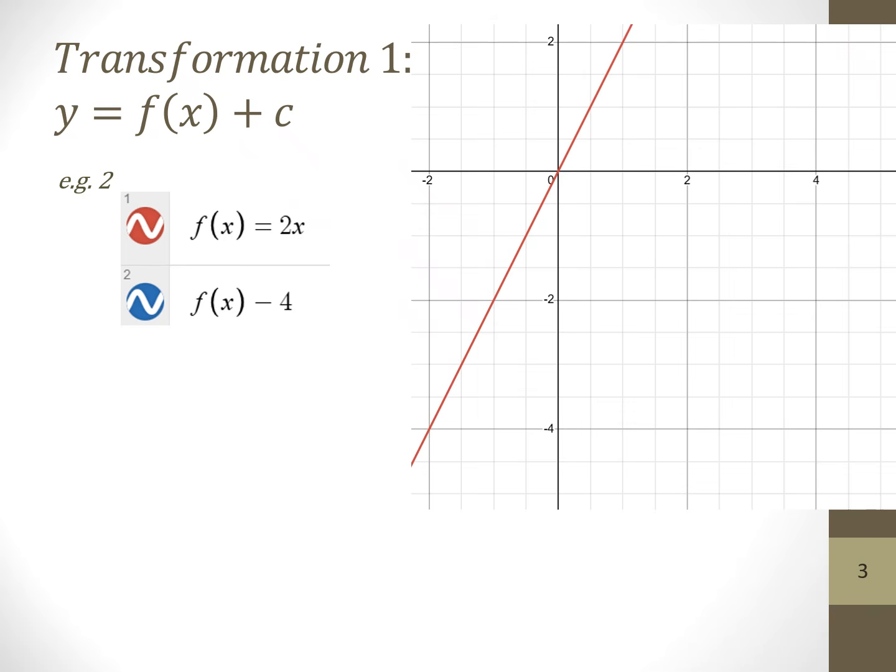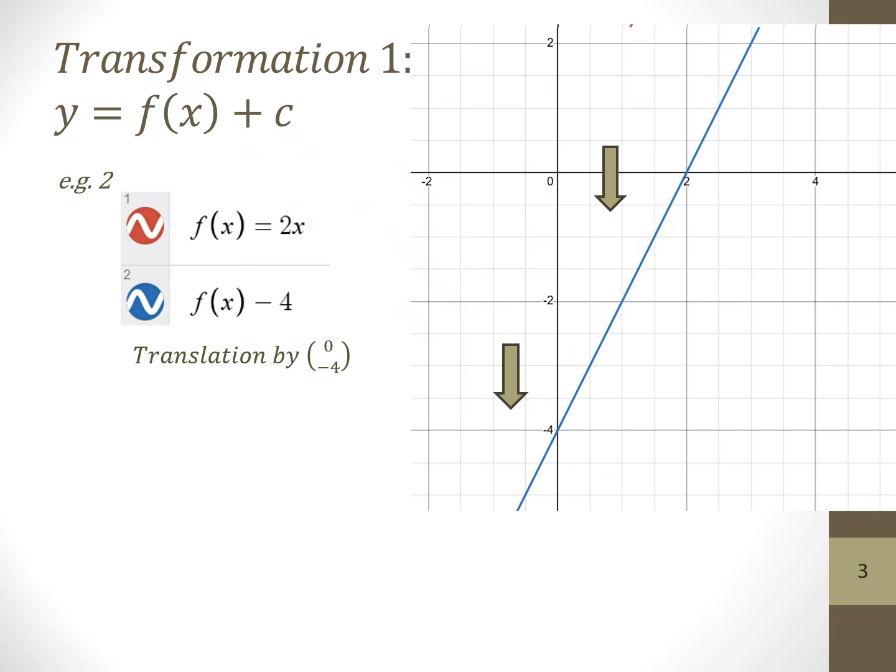So in this case, we have f of x or y equal to 2x, a straight line with gradient 2 going through the origin. This is shifted down by 4 units. So translation vector of (0, -4).